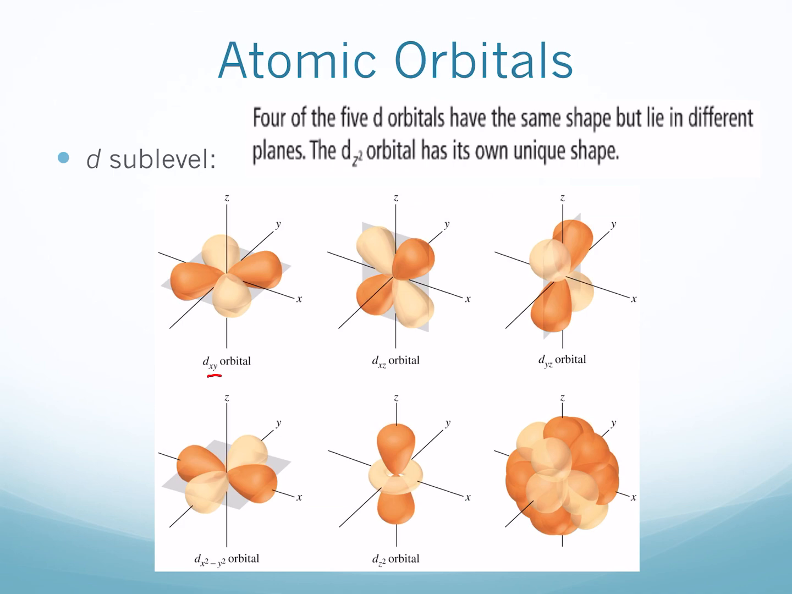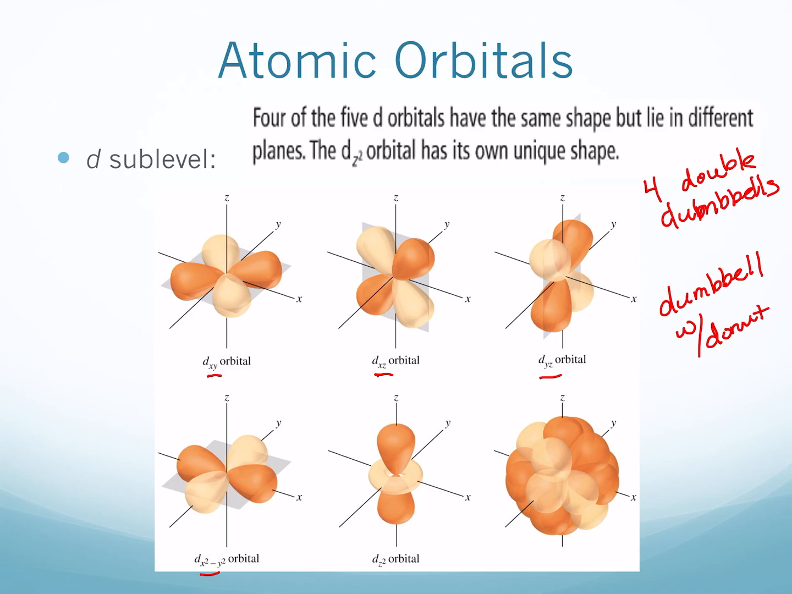We have dxy, which is in the xy plane, dxz, which is in the xz plane, dyz, which is in the yz plane, and then we have this one, dx squared minus y squared, which is still essentially in the xy plane, just oriented a little differently. And then this one, so I remember this as 4 double dumbbells, and then a dumbbell with a donut, which I know sounds a little bit silly, but that's how I remember this last one.